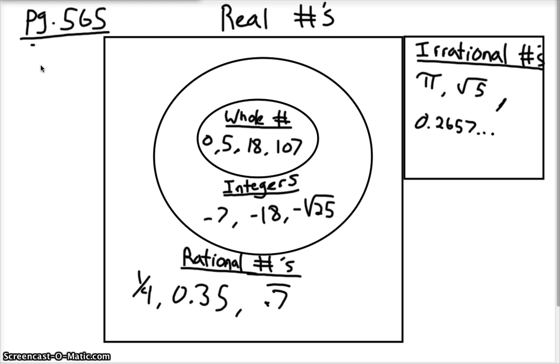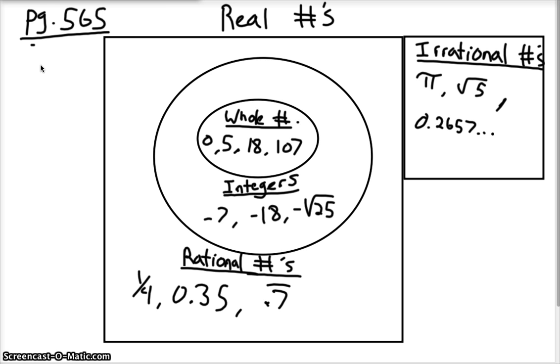So the first thing to break it down, the smallest group is whole numbers. That's right here in the middle. So these are numbers like 0, 5, 107. Those are whole numbers. The next category that whole numbers are a part of would be integers. Integers simply include negative numbers. So we have -7, -18, and then we have the square root of 25 with the negative sign on the outside. That would also be an integer because the square root of 25 is 5, negative on the outside, so it's -5. So that is also an integer.